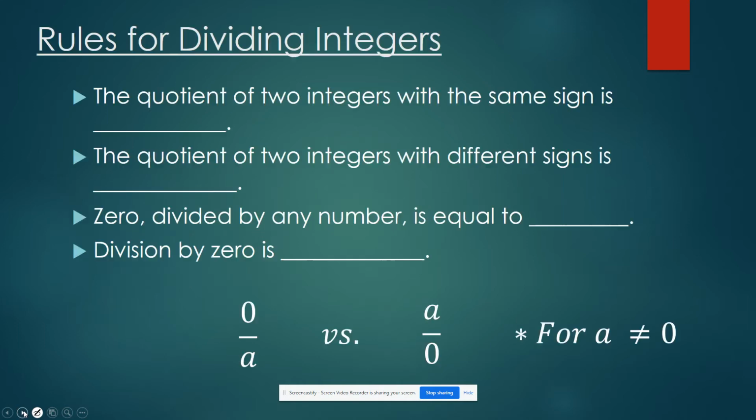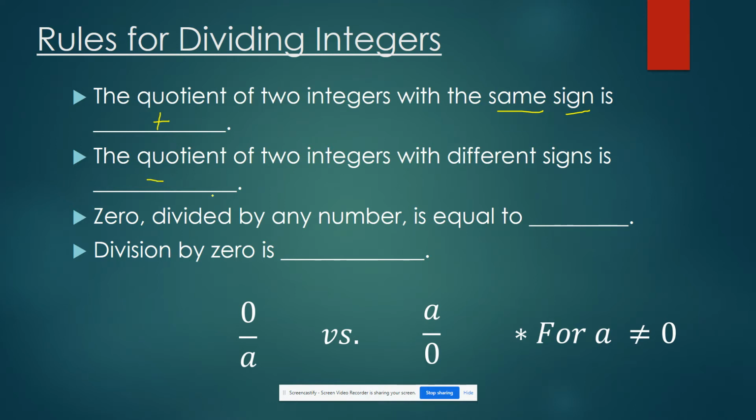Okay, so here's the thing that's really nice about dividing integers: the rules are exactly the same as multiplying. I mean, exactly the same. This is the same sentence I had on the board yesterday, except instead of the word product, it now says quotient. The quotient of two integers with the same sign is positive. So just like yesterday, if you're multiplying two negatives, it's positive. Well, if you're dividing two negatives, it's also positive. The quotient of two integers with different signs, therefore, is negative.